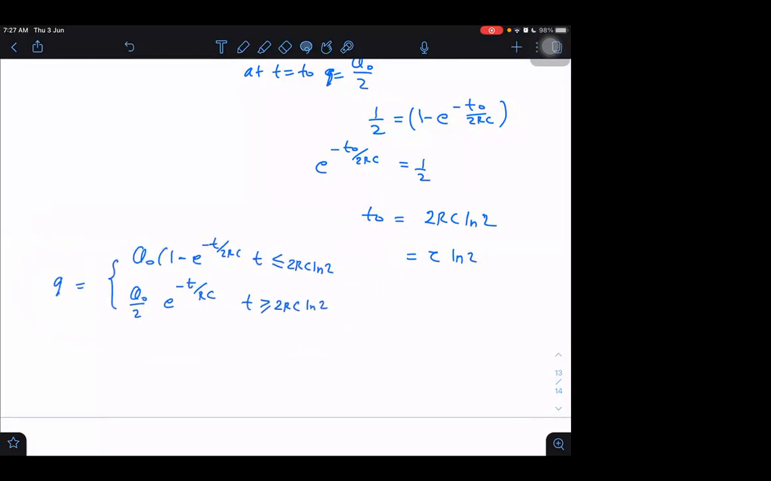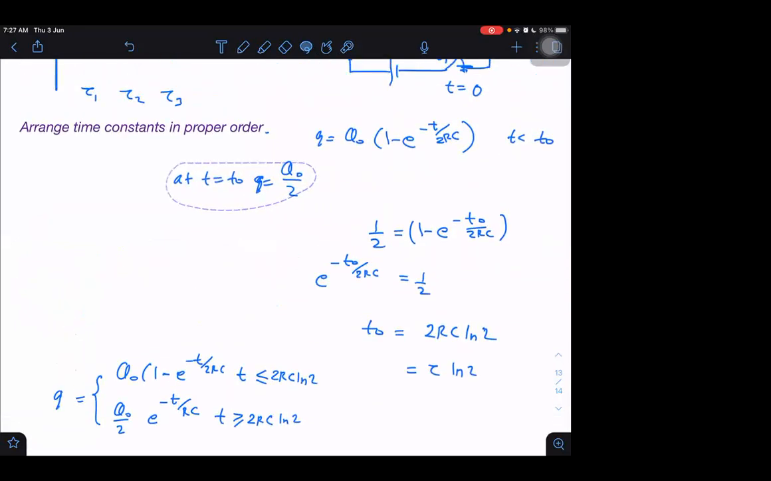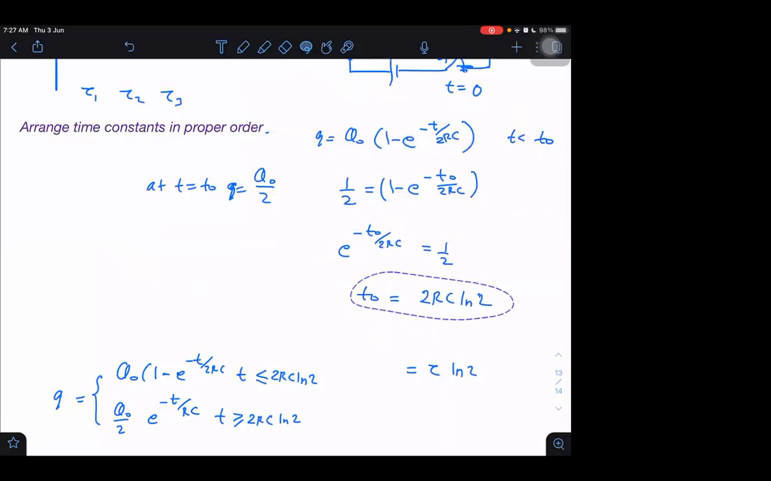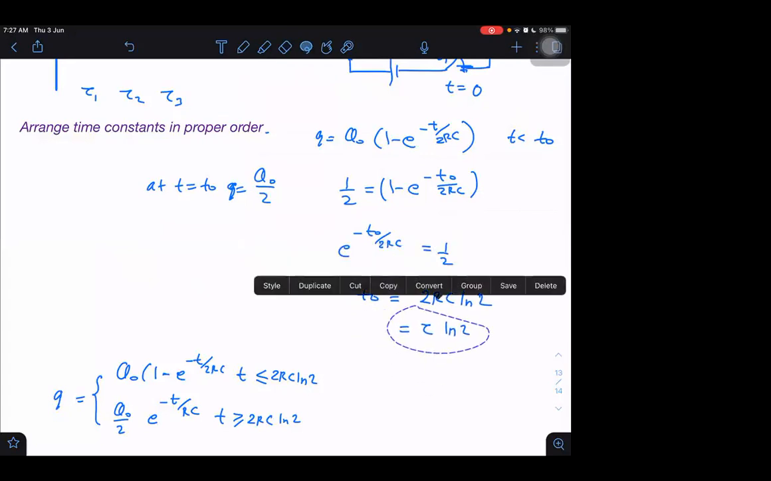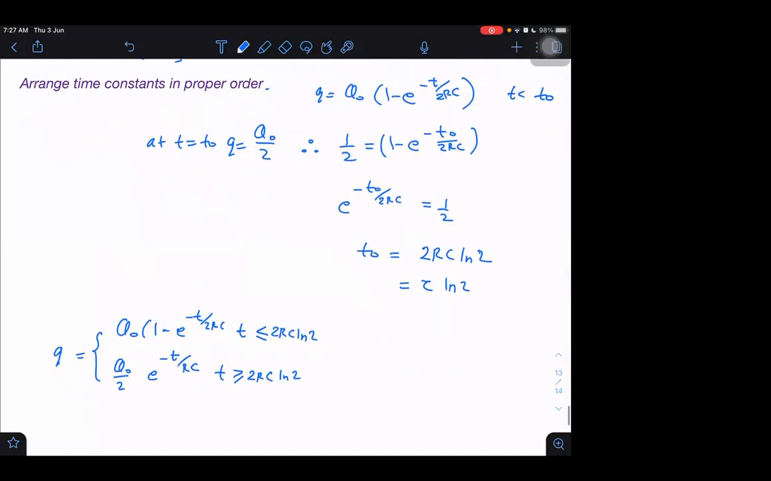Sir, RC only. Tell me what is the confusion? Sir, for discharging, minus t by RC, tau. Yes, sir, RC ln 2 will come. Where? In this greater than place? Yes, sir. Oh, no, sorry. This expression. Wait a second.